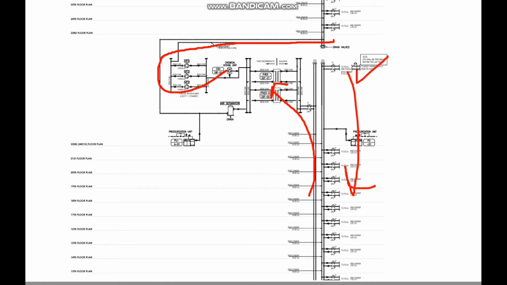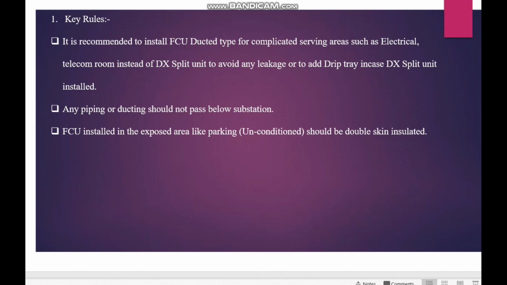After this one, again it will go upside. So if the building height is more and more, there will be another plate heat exchanger in another mechanical floor. So there will again be a 1 degree Celsius increment. So this will keep on following like that. So here I would like to add a few important things.